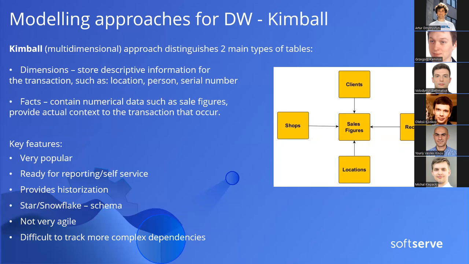This is a dimension, or his position, or his title, job title, right? For instance, and we have facts. Facts we usually associate with data, such as sales figures, which we can see also on the picture, right? So numbers that are associated with different types of labels.